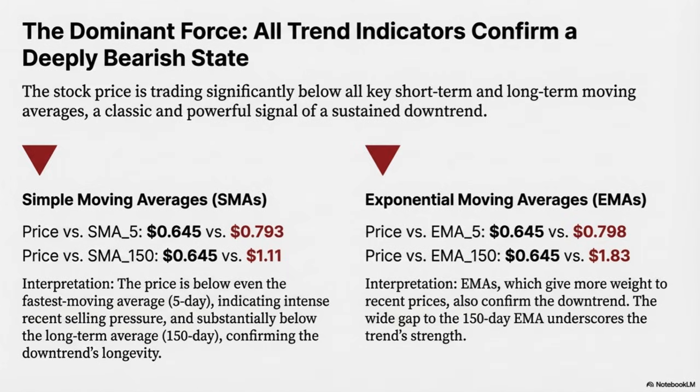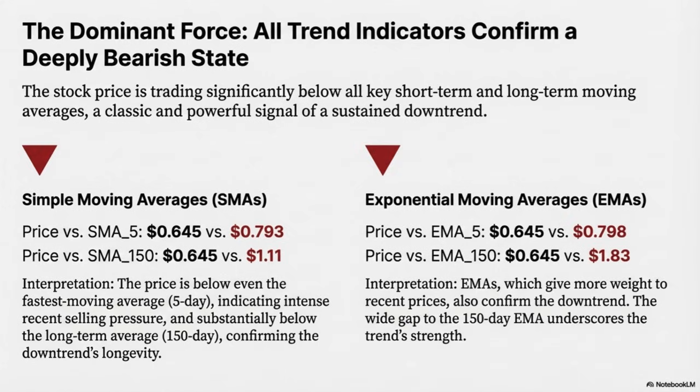And the EMAs, which are supposed to react faster to recent price changes, they just make it look worse. They do. They reinforce that structural weakness even more dramatically. The fact that they're also confirming the SMAs tells us this downtrend is deeply entrenched. It's consistent. There is no historical level providing any kind of psychological floor here.